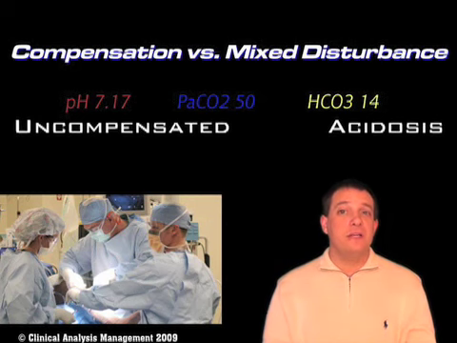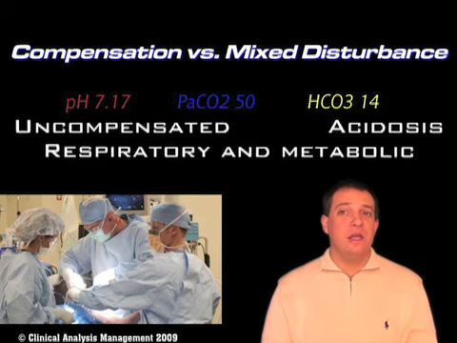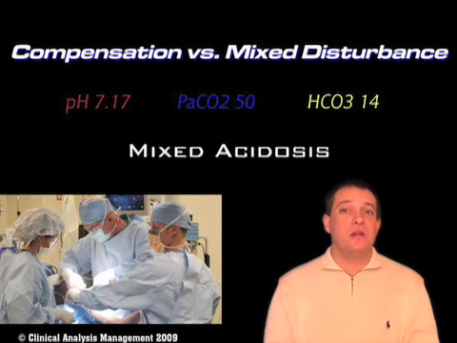So we have two different acidoses here. And remember that when both things match the pH, we said there was two ways that you could say this. You could say this is an uncompensated respiratory and metabolic acidosis, or the better way to say it is this is a mixed acidosis.